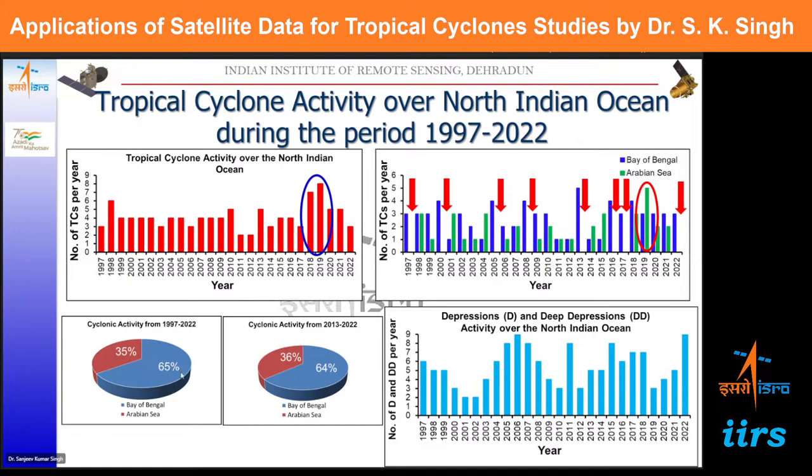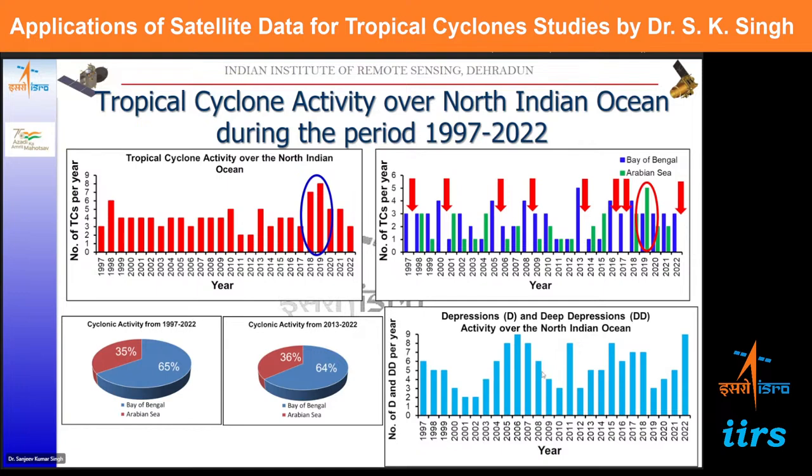If you look at the percentages from 1997 to 2022, you can see a 35% contribution from the Arabian Sea and 65% from the Bay of Bengal. And if you look at the last 10 years, this number has increased by 1% in the Arabian Sea. Otherwise, there is not much change. It is also noticed that the number of depressions and deep depressions is significantly high as compared to cyclone formation.